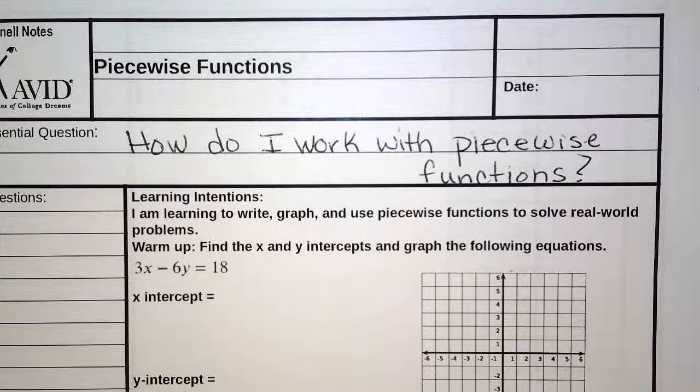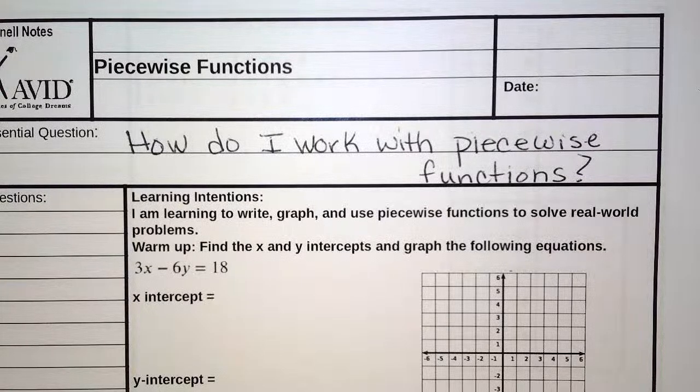Today we're looking at piecewise functions. So your essential question is, how do I work with piecewise functions? Your learning intention: I'm learning to write, graph, and use piecewise functions to solve real-world problems.